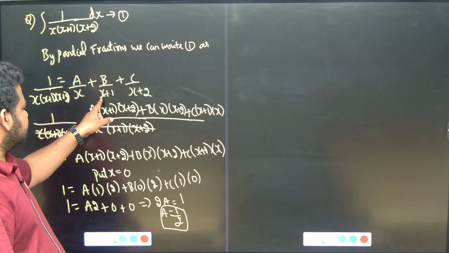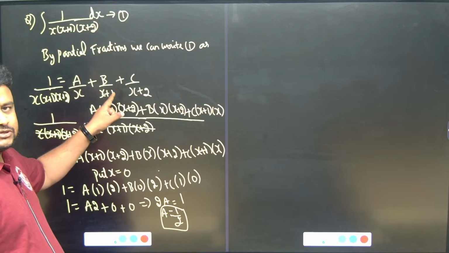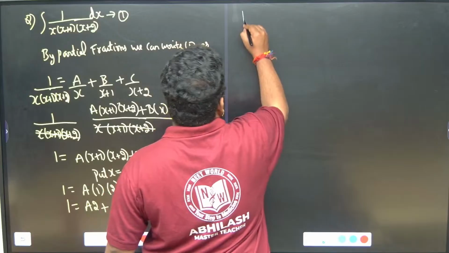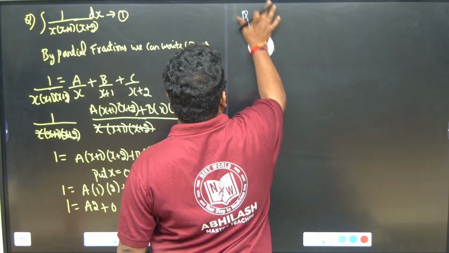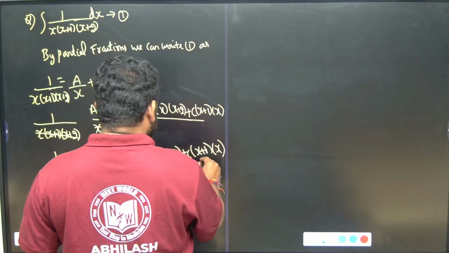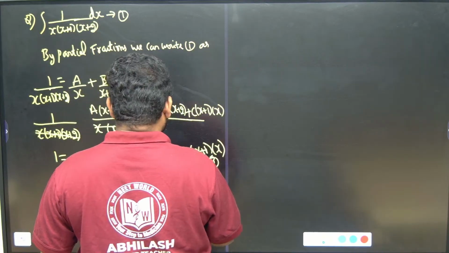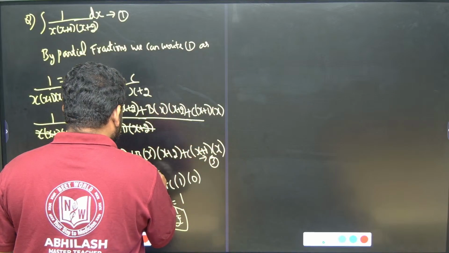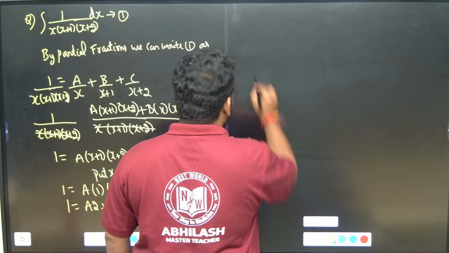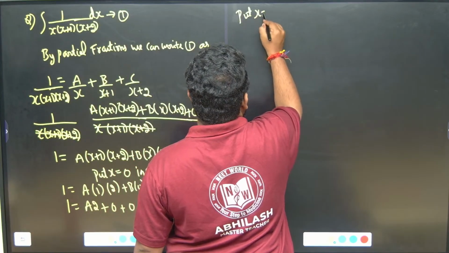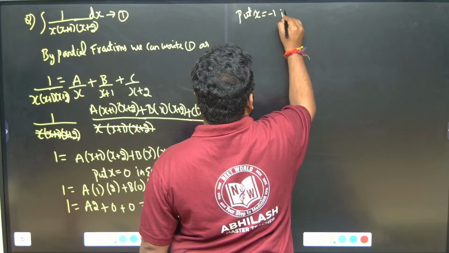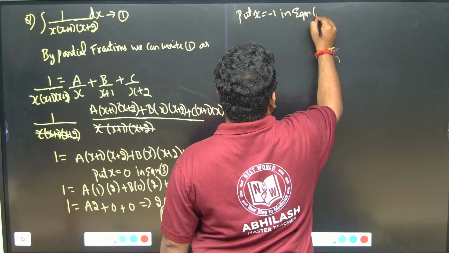Now x plus 1 is there. So if I put x plus 1 is equal to 0, that means x is equal to minus 1. Let us take this as equation 3. Put x is equal to minus 1 in equation 3. So what would this become?